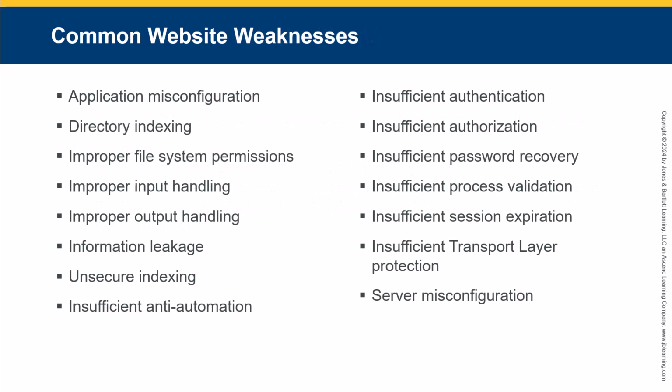We also have common website weaknesses. And those are application misconfiguration, directory indexing, improper file system permissions, input handling, output handling, information leakage, insecure indexing, and so forth. We're going to go through each one of these examples in the next several slides. Alright, so let's look through these.